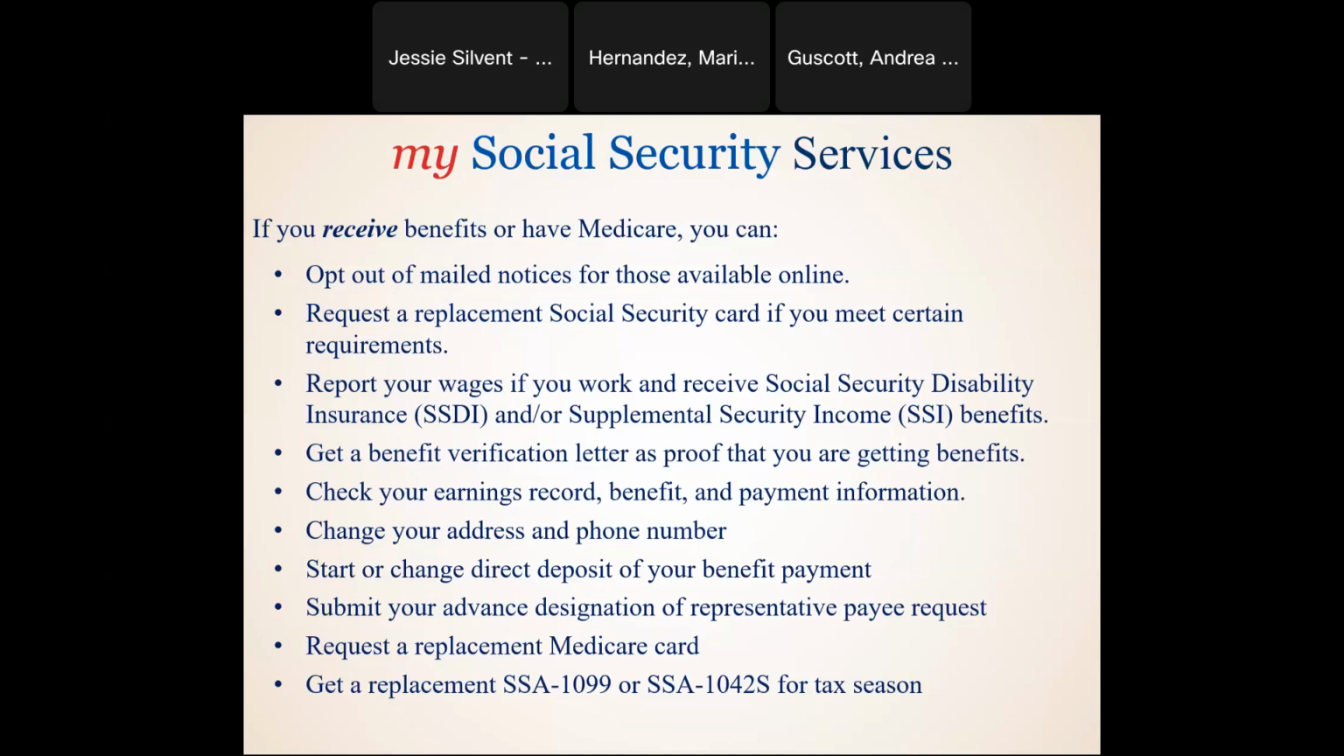They can submit an advance designation of representative payee. That's kind of thinking ahead, but we do now allow people to designate in advance someone, who could be a spouse, another family member, or someone that you trust, as your representative payee should a time ever come where you need assistance in handling your benefits. A person can also request a replacement Medicare card, as well as a replacement 1099 or 1042-S for tax season. Next slide.